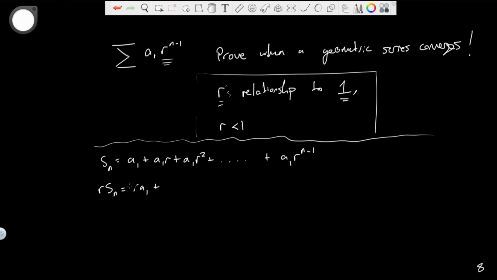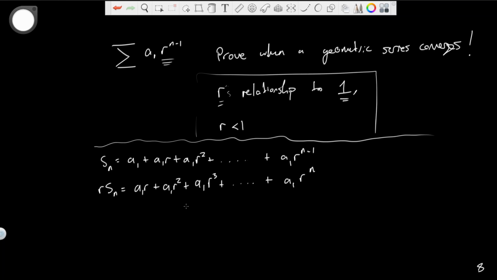a2, and you know what, I'm actually going to write this in a more parallel way. The first term is going to have an r. The second term is now going to have r squared. The third term is going to have an r cubed. The last term is going to have an r to the n.